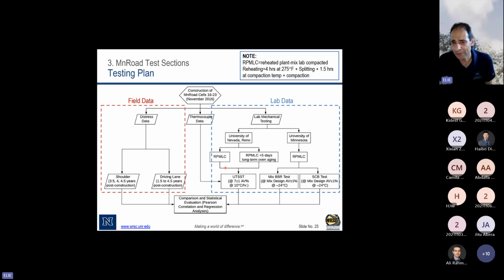Our university did the UTSST testing, and then the University of Minnesota did the mixture BBR and the semicircular bend test at low temperatures. The mixture BBR is similar to the BBR that you do on the asphalt binder, but this one you do on mixtures at low temperatures.